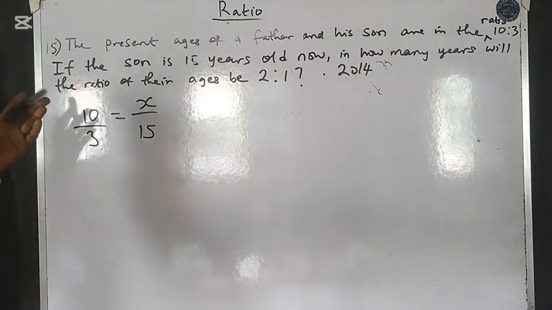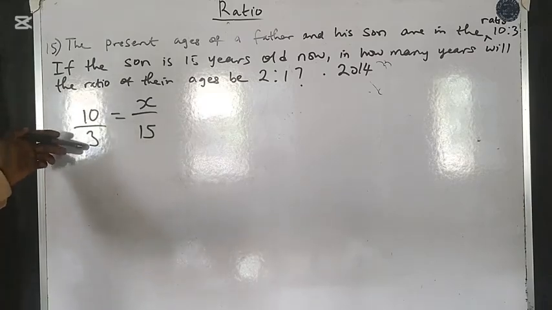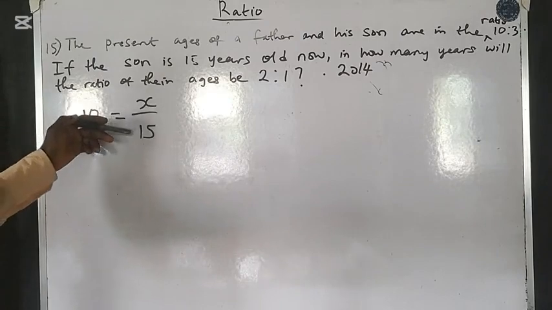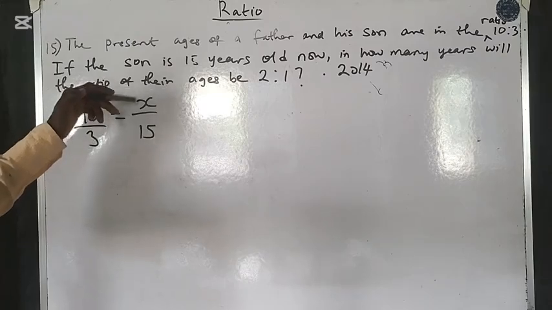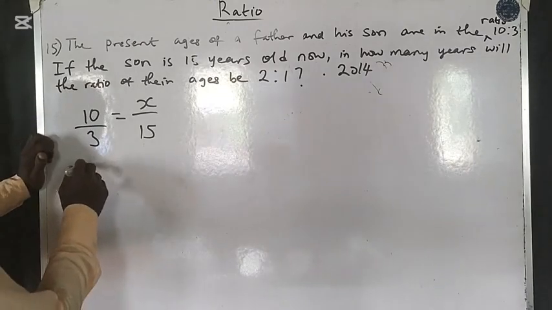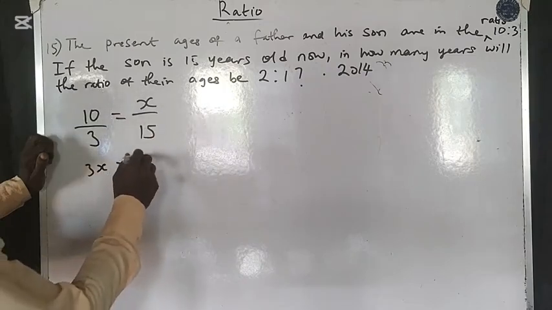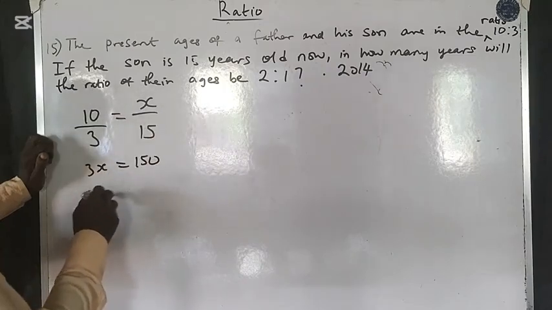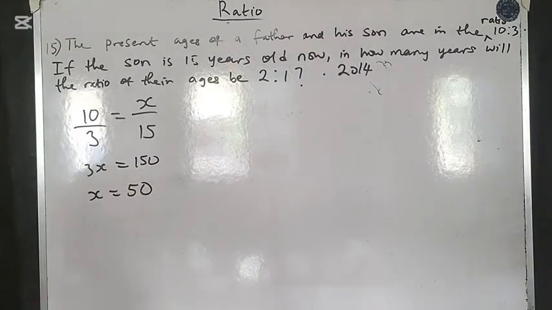Since the ratio of the father's and the son's ages is 10:3, and the son is 15 years old now, how old is the dad now? This will be x. When we cross multiply, we have 3x equals 150, meaning the dad's age now is 50 years. What else do we do?